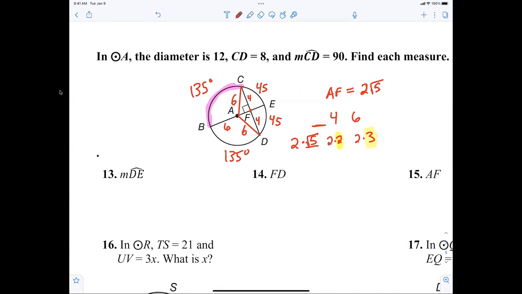All right, so now the hard one. Someone please tell me what FE is. FE is equal to. Come on, people. What is FE? Exact answer for FE. Exact answer.